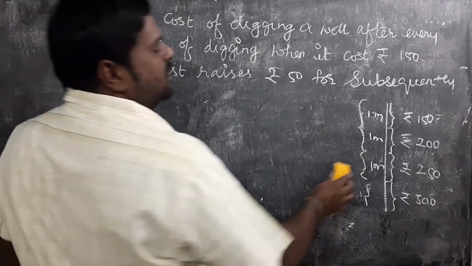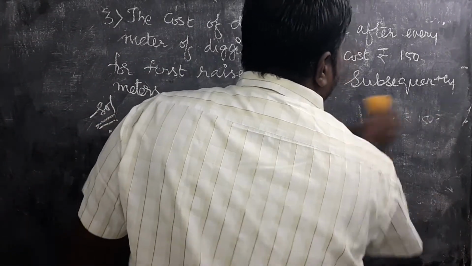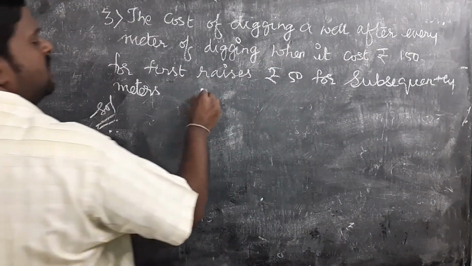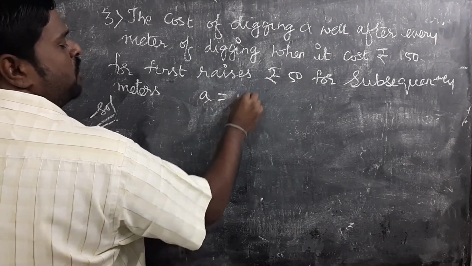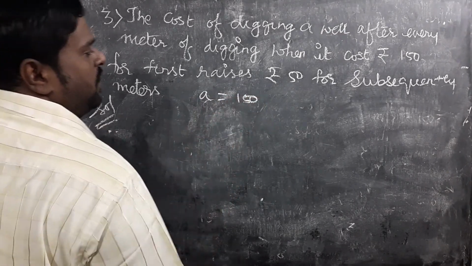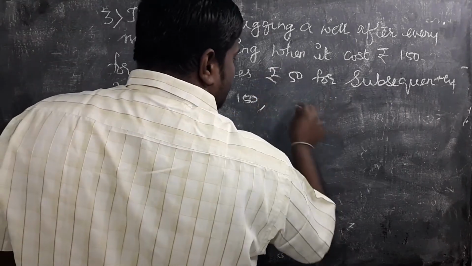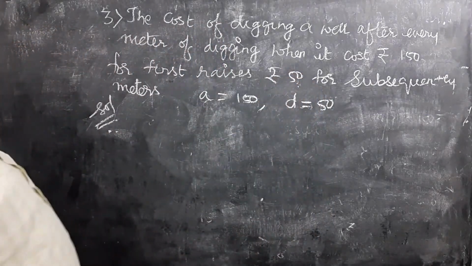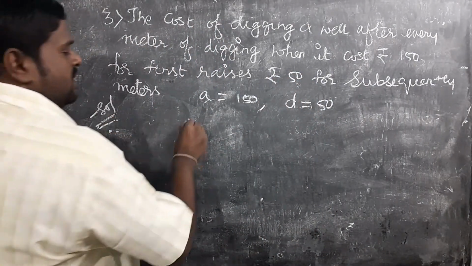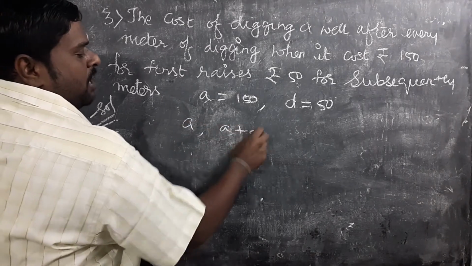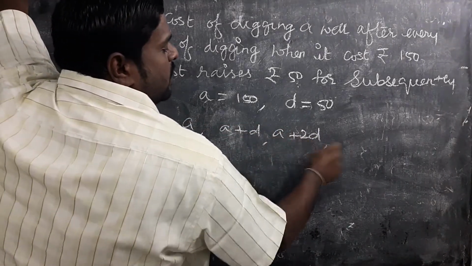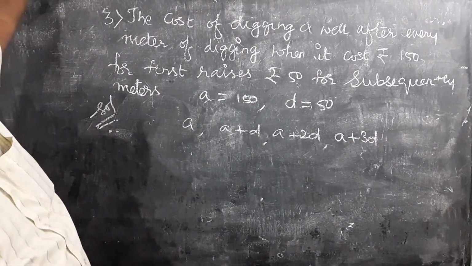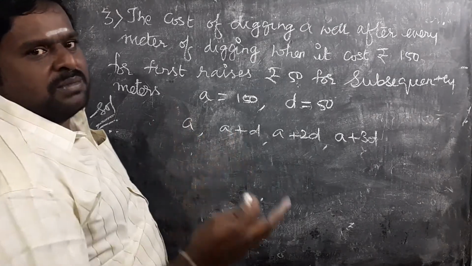But what we'll do is very simple. We go according to this calculation, which you are already very well aware of. Very first, the first term is nothing but 150 rupees, and subsequently it is increasing by 50 rupees per meter. So I can write d is equal to 50. And you are aware that a, a plus d, a plus 2d, a plus 3d. If you require 10 terms, no problem, but it will consume time, so better you take 3 or 4 terms, it will be easy.